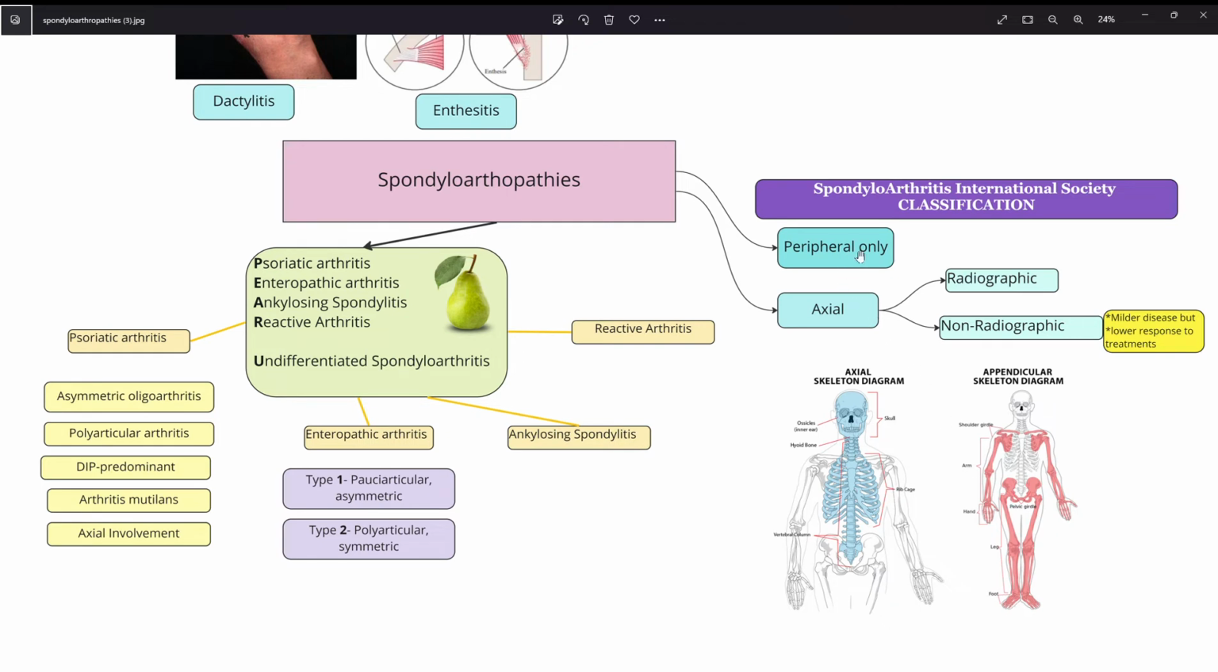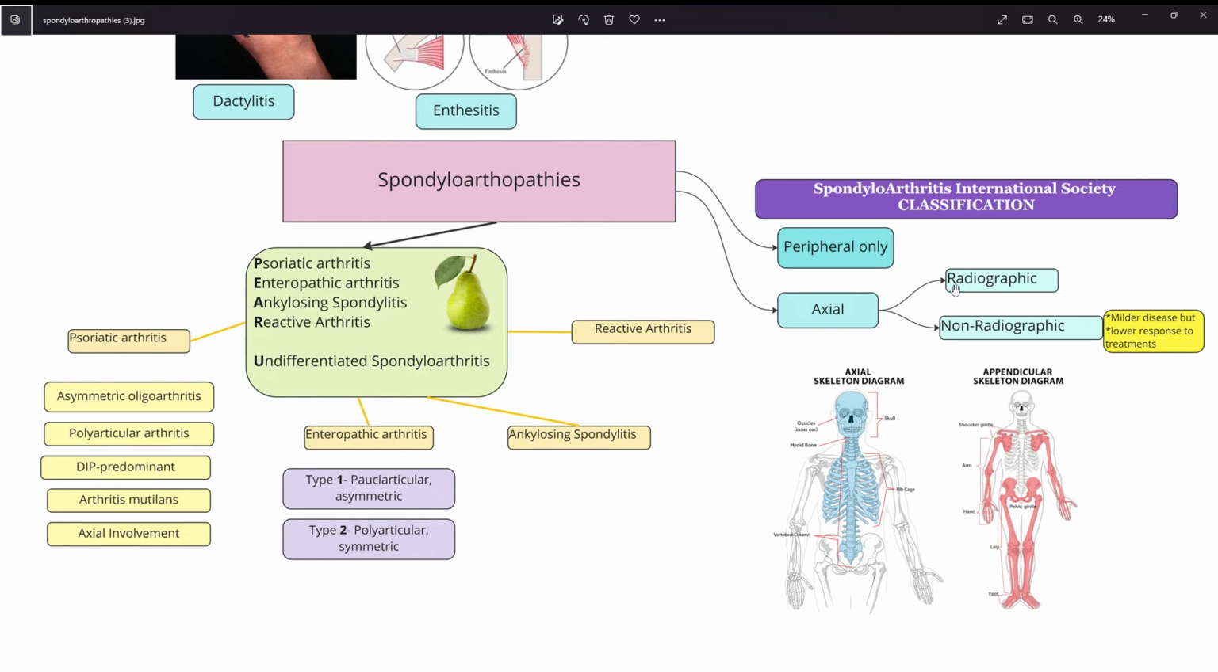So if it's peripheral joints only, there are different types of disease states under that. Now, what's interesting about that is if it doesn't involve the spine, it doesn't kind of match the word spondyloarthropathies, but anyway, spondyloarthropathies doesn't technically have to capture all spine disease. It doesn't have to have spine involvement. But the axial involvement, of course, will have the spine involved.